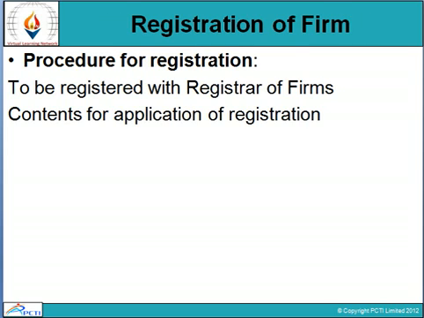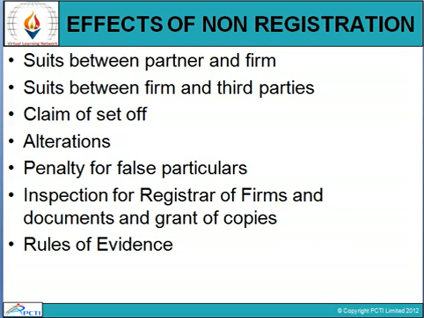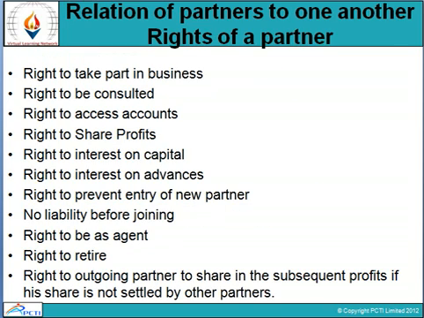Registration of the firm. Procedure for registration. First, to be registered with registrar of firms. Content of application of registration. Effects of non-registration. Suits between partner and the firm. Suits between firm and third parties. Claim of set off, alterations, penalty for false particulars, inspection for registrar of firms and documents, and grant of copies. Rules of evidence. Relation of partners to one another.